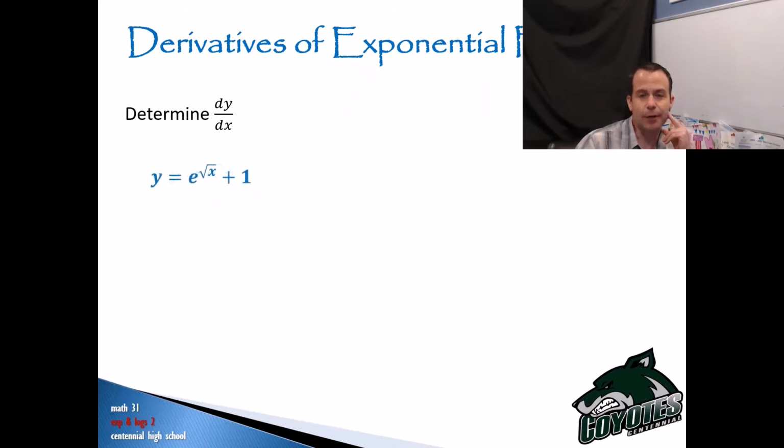All right, now we're going to take a look at e to the root x plus 1. So the derivative of e to the root x is e to the root x times the derivative of the inside function. Well, that inside function is the root of x, which is x to the 1/2. The derivative of x to the 1/2 is 1/2 x to the negative 1/2. Okay, so I'm going to have 1/2 x to the negative 1/2 times e to the root x.